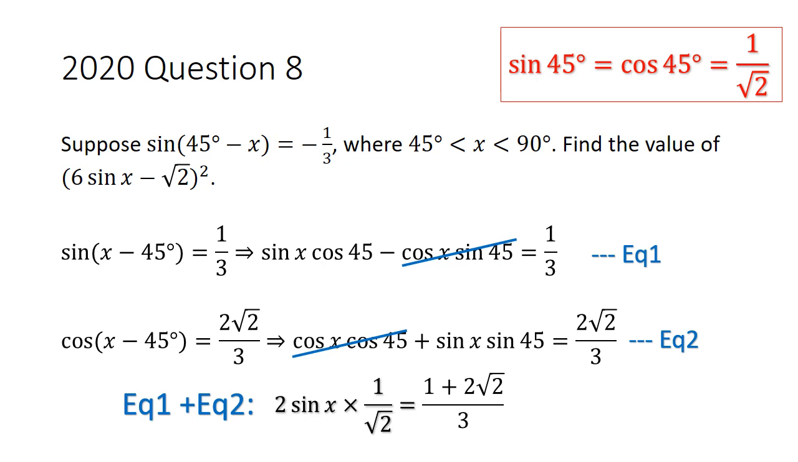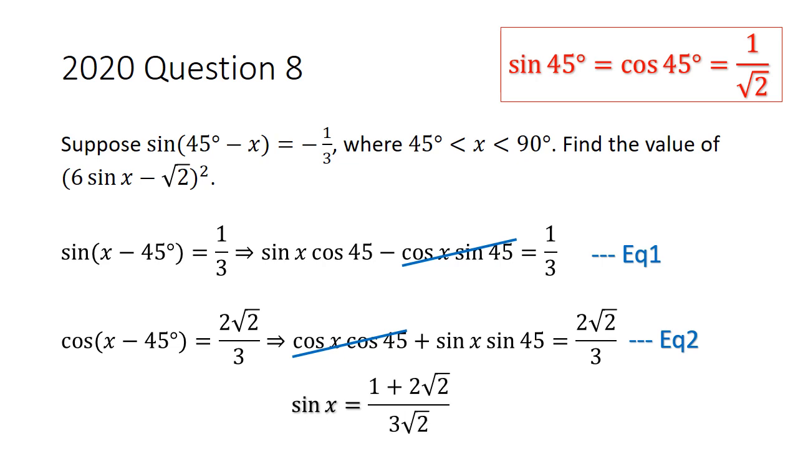Next, we can make sine x the subject. To do so, we need to multiply by root 2 on both sides and divide by 2 on both sides. This will give us sine x equals 1 plus 2 root 2 over 3 root 2. Now, the question asks us to find the value of 6 sine x minus root 2. So we need 6 sine x.